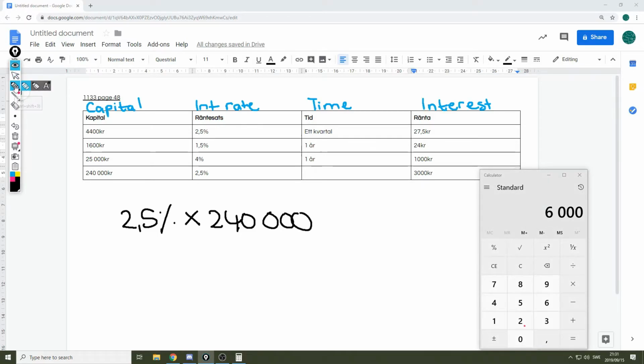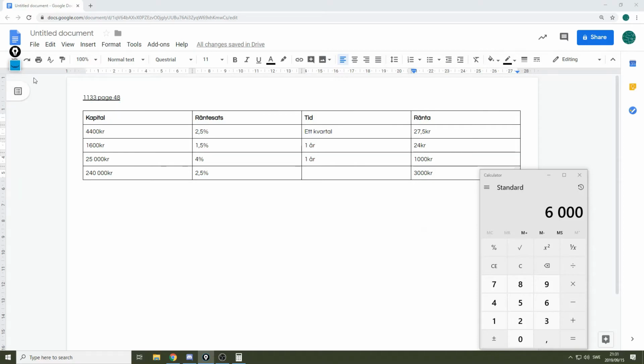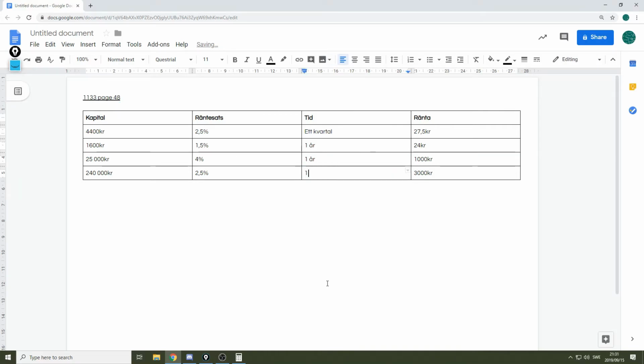Whoa, okay, that wasn't what I was expecting. So I wound up getting 6,000 crowns, but it says here 3,000 crowns. So what do you think happened here? Why do you think I've gotten 6,000 crowns here, but the interest that I paid is only 3,000 crowns? Well, it's got to be because the amount of time that I took to do this was different. It only took me half of a year to do this. So here, the time is actually half of a year.